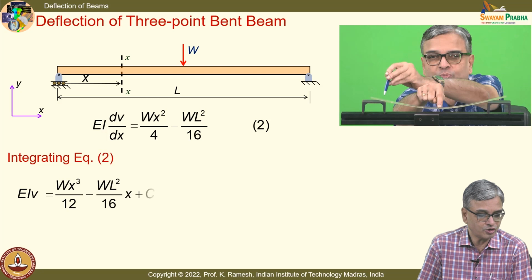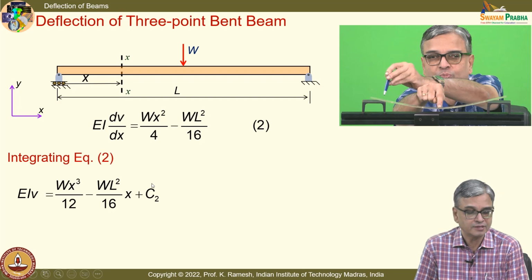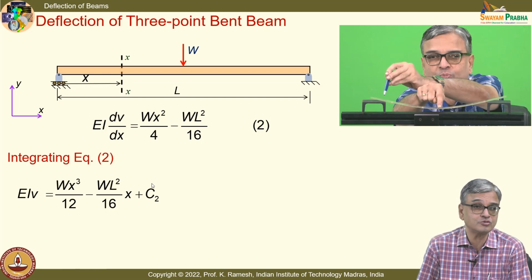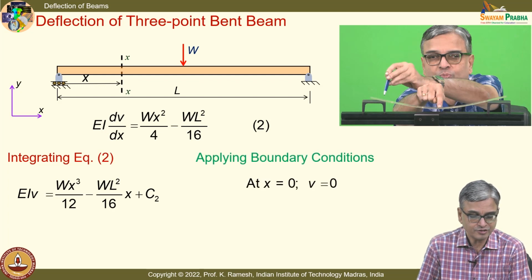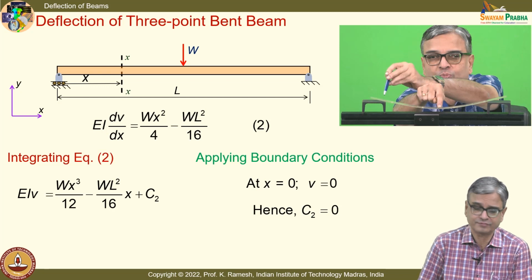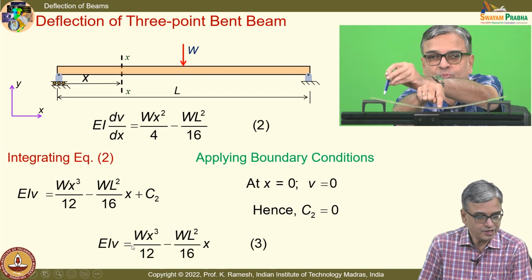I get EIV equal to Wx cube by 12 minus WL squared by 16 into x plus C2. And I have to determine C2 by applying the boundary conditions. And what is the boundary condition that I can choose? Applying the boundary condition, x equal to 0, v equal to 0, I can get what is C2, and C2 happens to be 0. So, I get the deflection curve EIV equal to Wx cube by 12 minus WL squared by 16 into x.